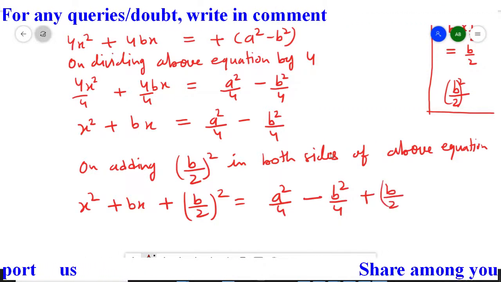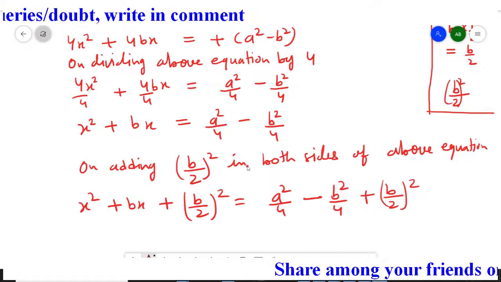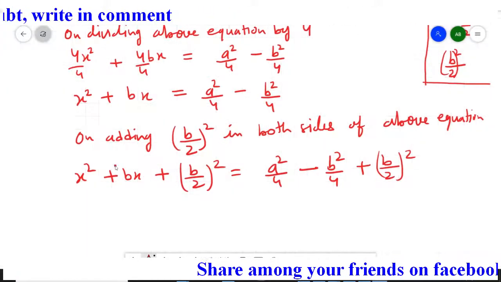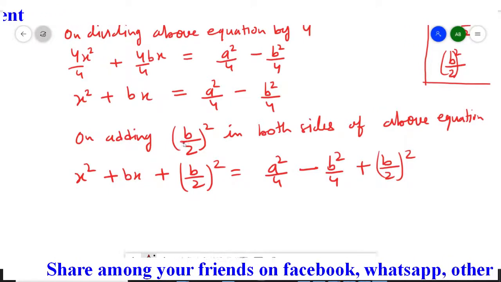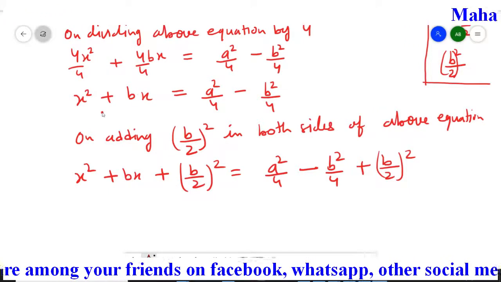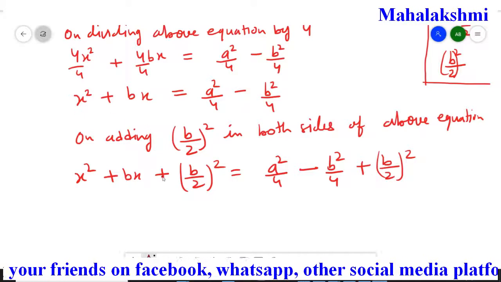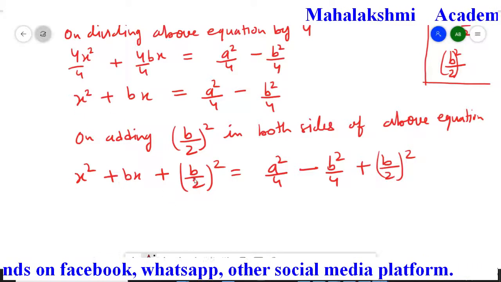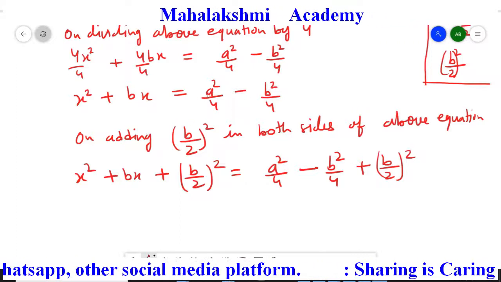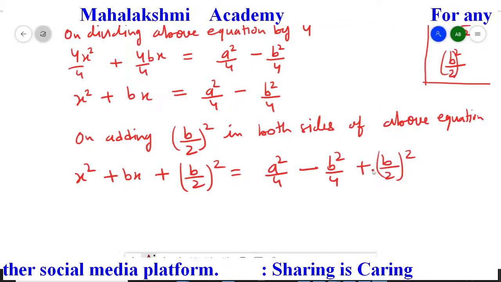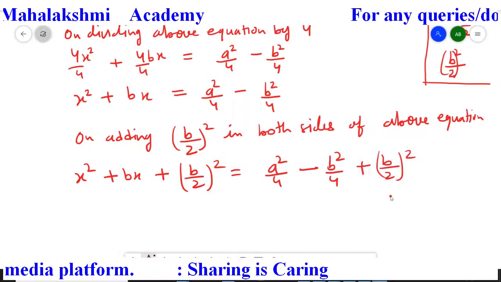So just see here what I have done. First I wrote x square as it is plus bx as it is, and then I added b upon 2 square on the left side along with these two terms. Along with these two terms, this b upon 2 square also came. Now on the right side, I first wrote these two terms, and then I added b upon 2 square. Now we will simplify it.